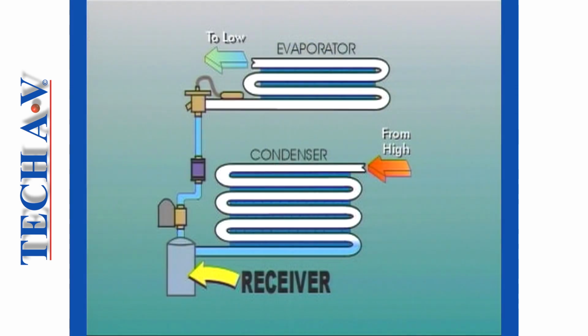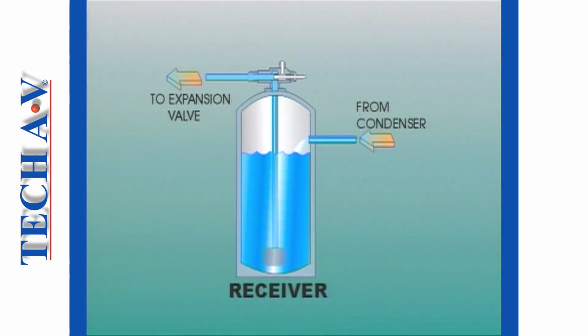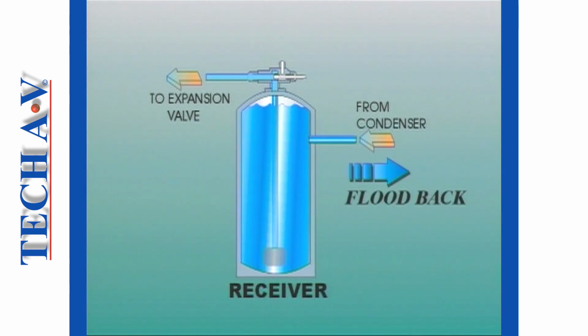Receivers reduce the possibility of an overcharge as they hold in effect some reserve space into which surplus liquid can be stored. Typically, a receiver would be approximately 80% full if it were to contain the entire refrigerant content of the system. However, a gross overcharge situation would result in flood back to the condenser as previously described.